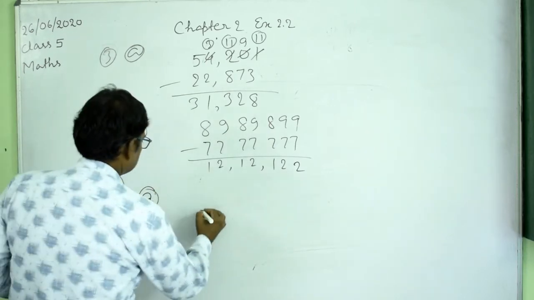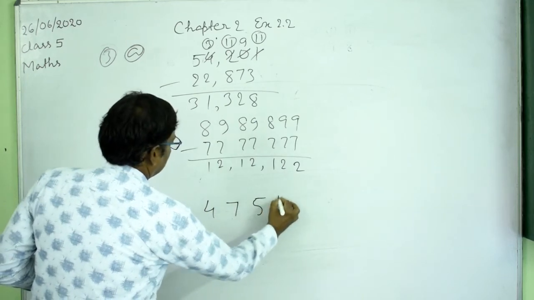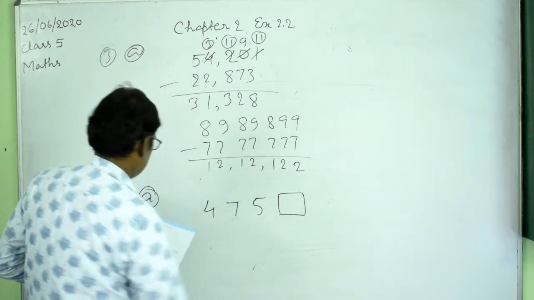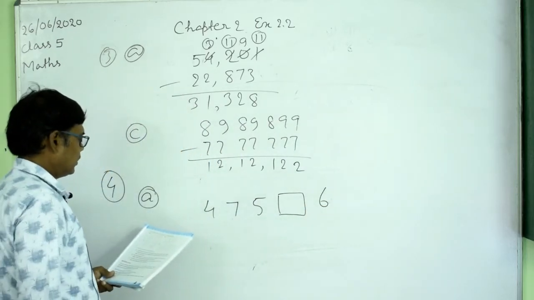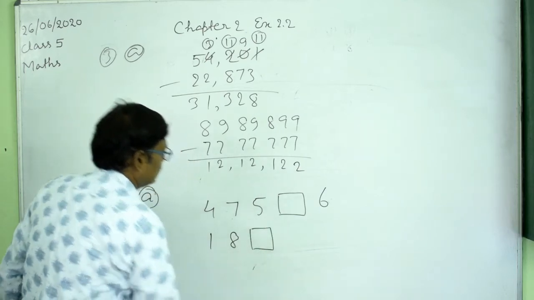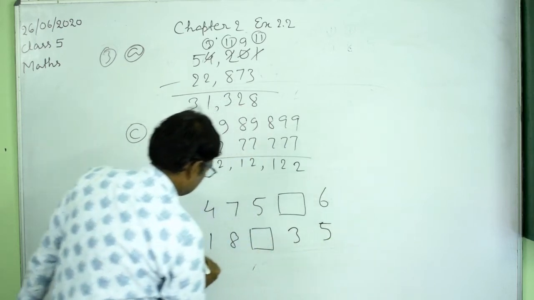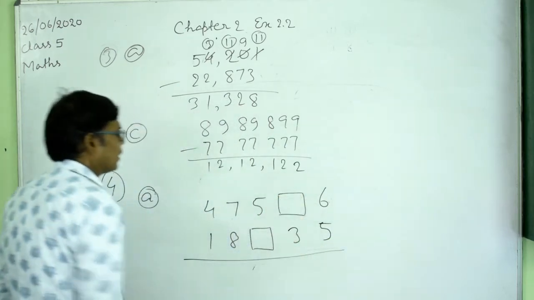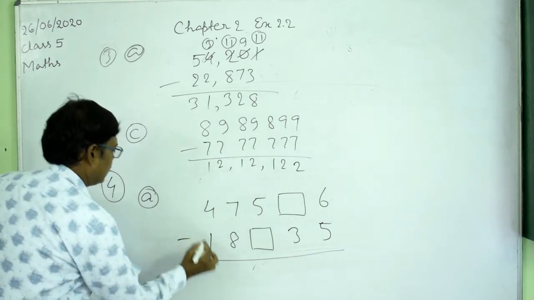You have the numbers 4, 7, 5, and there is a box here, and then 6. The other number is 1, 8, box, 1, 8. Then you have again the missing number: a box here, and then 3, and this here is 5. Okay, write the digits separately so that it will be easier to solve the question, easier to find the answer.